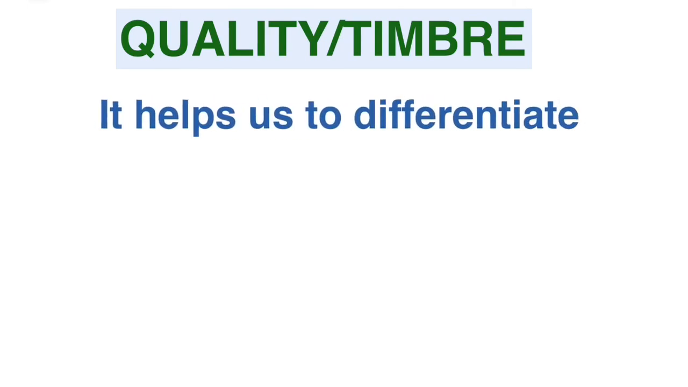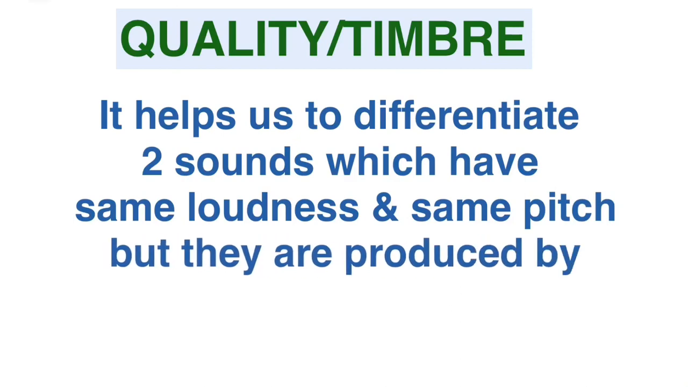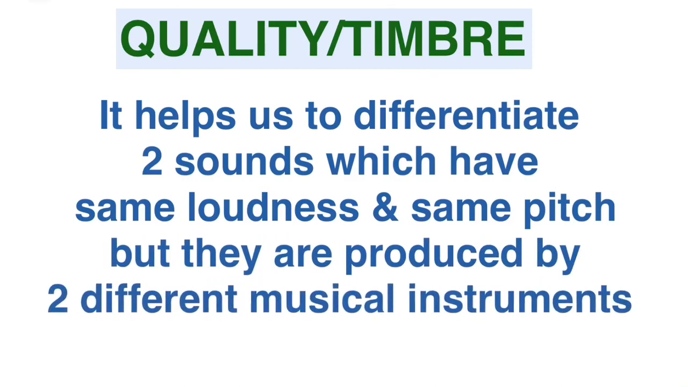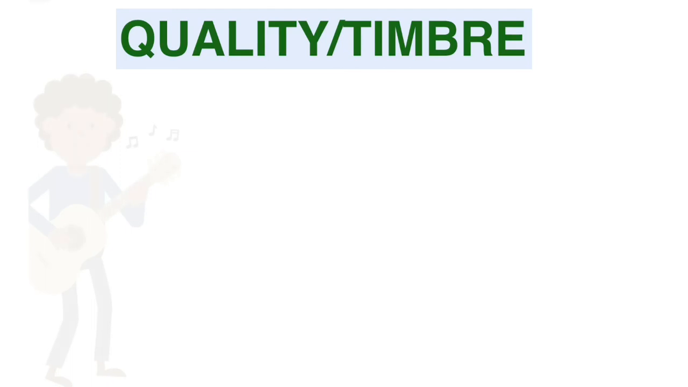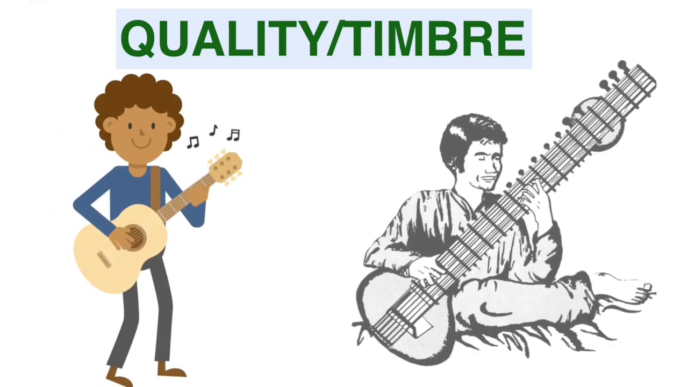And finally, coming to quality of sound. Quality of sound is that characteristic of sound which helps us to differentiate between two sounds which are of the same loudness and same pitch, but they are produced by two different musical instruments. For example, the sound produced by a guitar and a sitar.